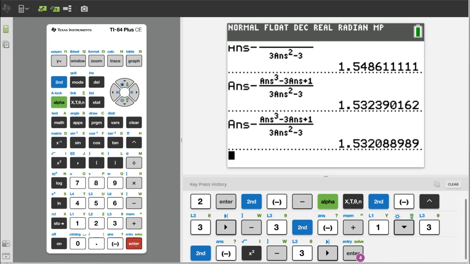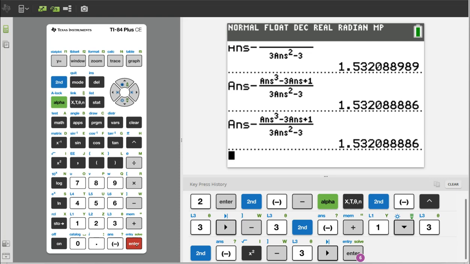So this is x sub 5, x sub 6, and x sub 7. Now, notice that between x sub 6 and x sub 7, it gives me the exact same output value because those answers are really, really close, and my calculator only shows me up to 9 decimal places.